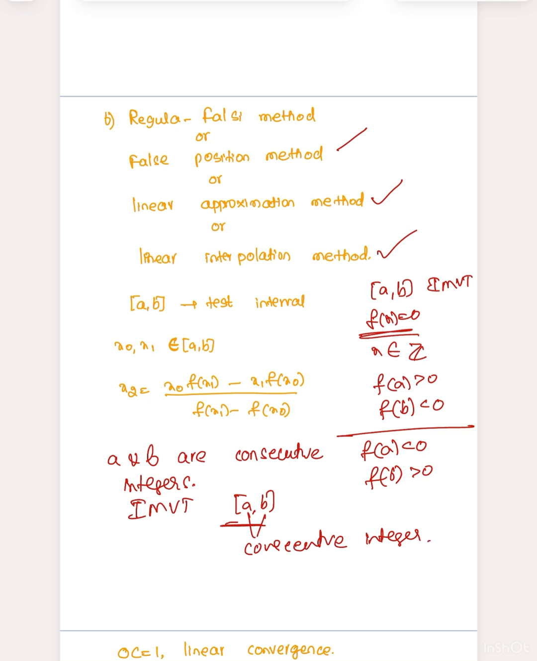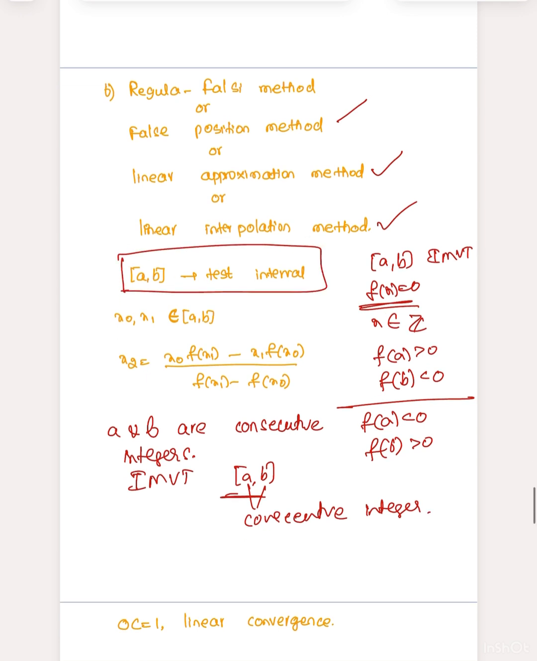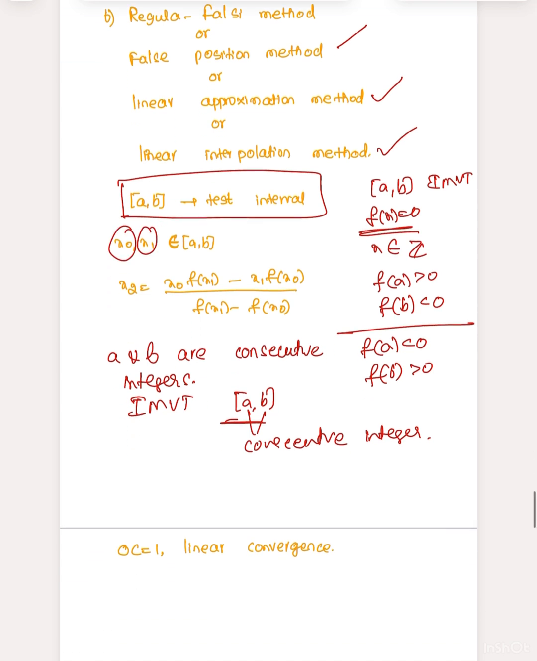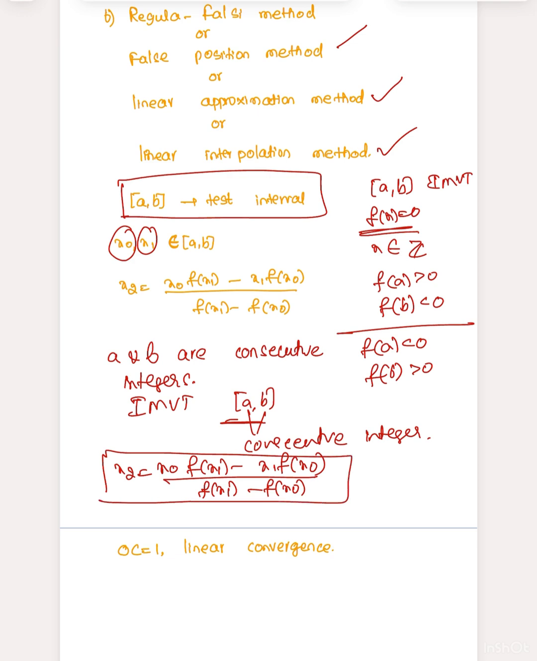Now from the IVT we have test interval ab. Now we have to take any 2 points between a and b, which are x0 and x1. Then the first iteration of the regula falsi method is given by x2 is equal to x0 f of x1 minus x1 f of x0 divided by f of x1 minus f of x0. So this is the first iteration formula for regula falsi method.